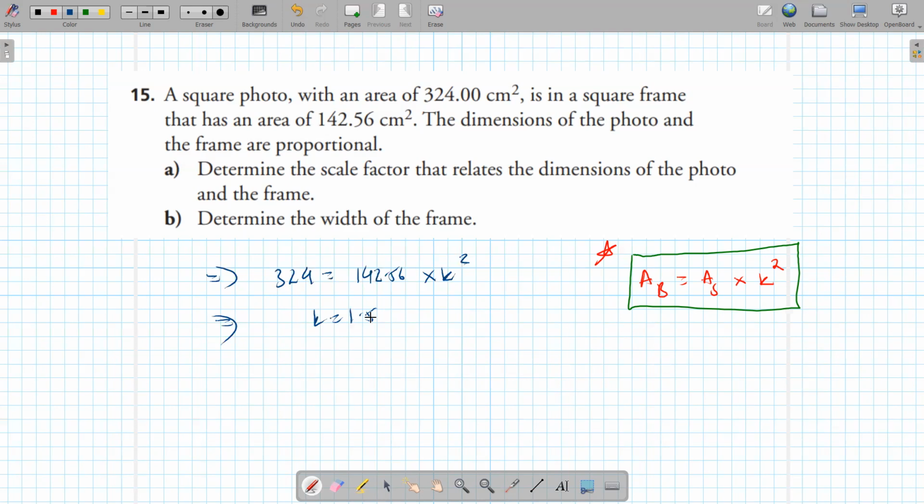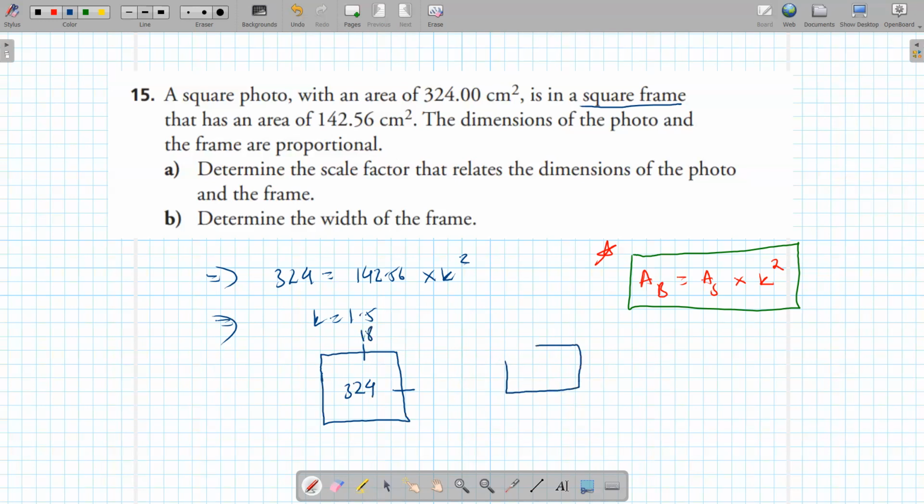So we did part A. Part B, determine the width of the frame. Okay, one key idea here, square frame. And it doesn't always have to be a triangle. Like in this case, it's not a triangle. So we know this guy had an area of 324, right? It's a square. How do you find the side length? Square root. Yeah, square root of 324, and it's a nice number, 18.